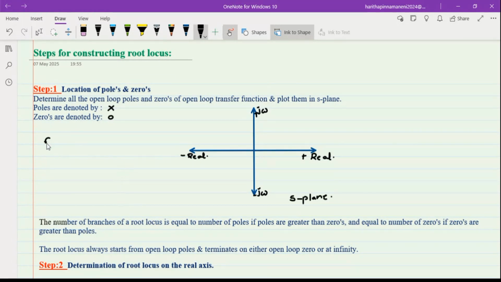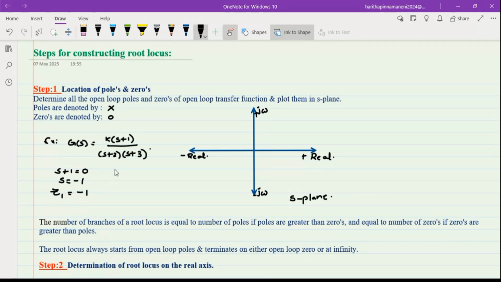So let's take this example. If the given open loop transfer function G(s) is equal to K into (s plus 1) by s plus 2 into (s plus 3). So in this equation, if you find the roots of numerator, those are nothing but the zeros. If you find the roots of denominator, those are nothing but the poles. So numerator we have s plus 1. Equate it to 0. s plus 1 is equal to 0. Then from this s is equal to minus 1. We have one zero, that is minus 1.